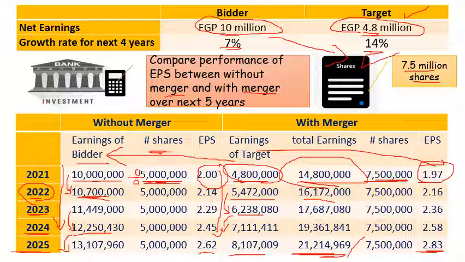But after the first year, the earnings per share with merger will be greater than the earnings per share without merger. So in the long run, the merger will result in greater earnings per share for the shareholders of the bidder. So the merger will be favorable to the shareholders of the bidder.